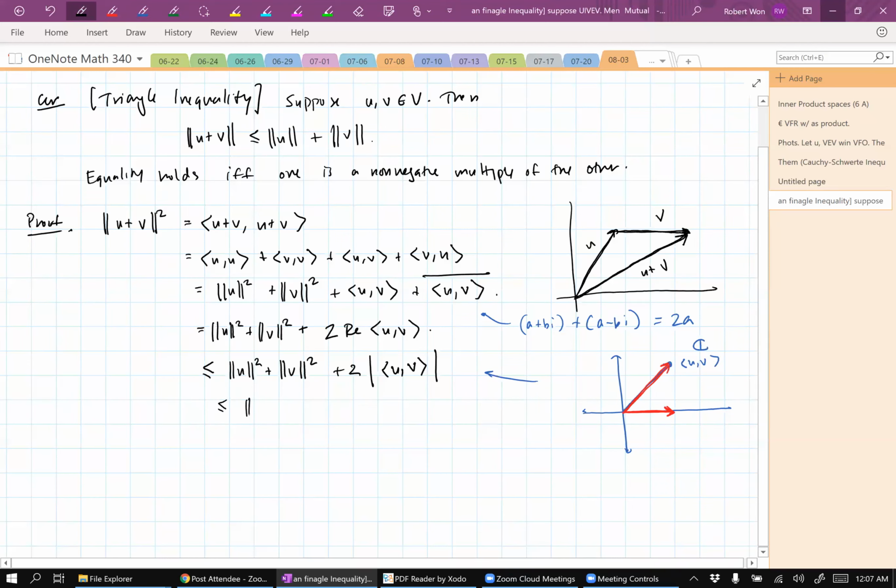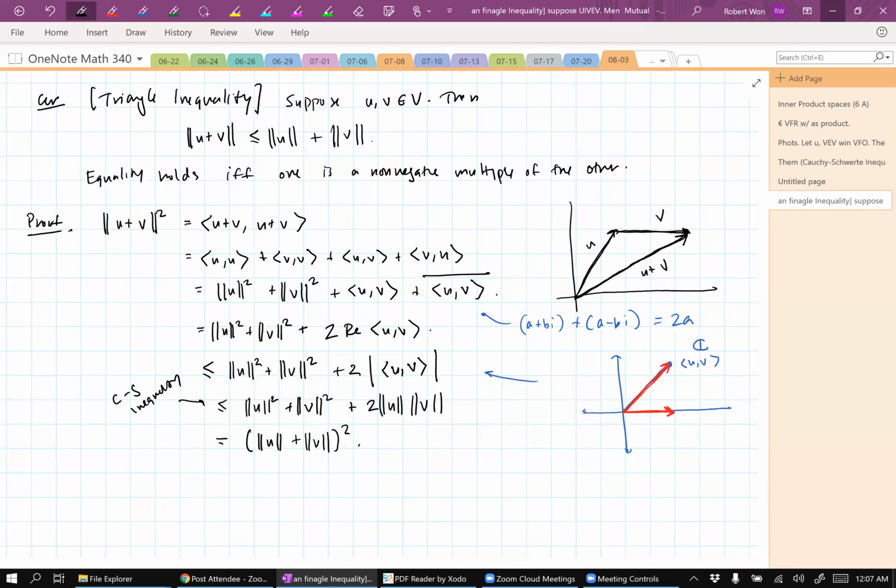And now I can use Cauchy-Schwarz. This is less than or equal to 2 times the norm of u times the norm of v. So this one is the Cauchy-Schwarz inequality that we just proved. And now this whole thing is just the square of the norm of u plus the norm of v. So if you take square roots of both sides, then you get the inequality that you want. So that shows that this inequality holds.